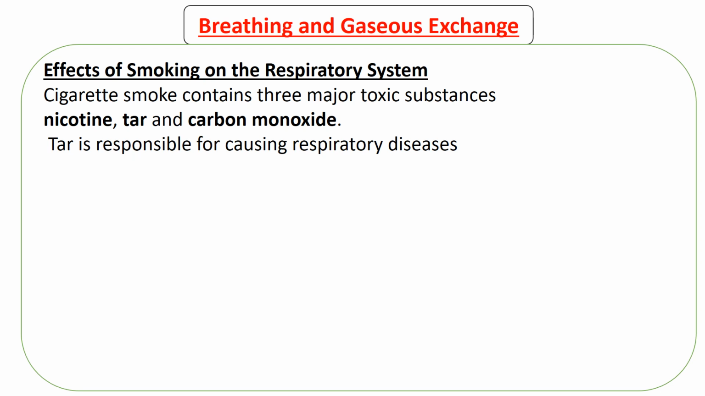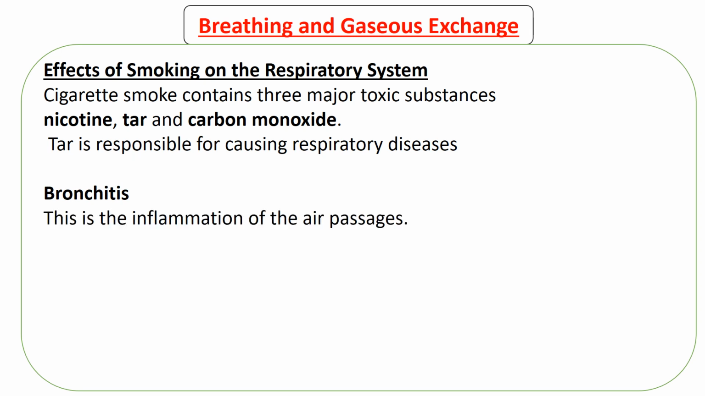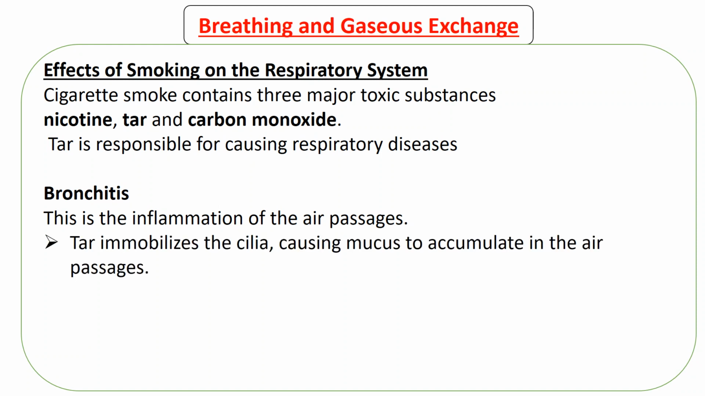So let's take a look at them. So the first is called bronchitis, which has to do with the bronchi. Okay, so in bronchitis, the bronchi are inflamed, the inside is inflamed. So when the inflammation of the air passage happens, that's when you have bronchitis. How does it come about? So what happens is tar immobilizes the cilia, causing mucus to accumulate in the air passage. To immobilize is to stop the movement.